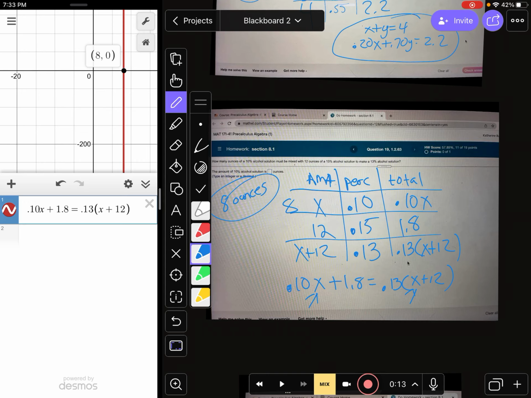And I always read through the problem one more time, just to make sure I got it all and I didn't leave out anything. 10% alcohol solution must be mixed with a 15% alcohol solution, 12. Yep. Got it. Multiplied. There we go. X plus 12. 13%. Yep. Okay, we're good. That's your answer.